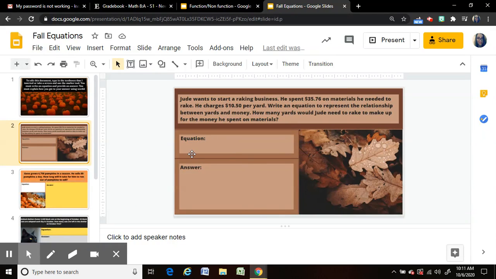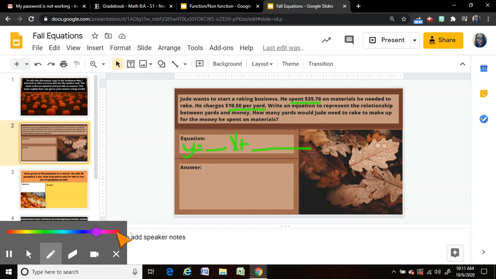All right, everyone, we are going to start with our blank equation format. And then we're going to highlight our important information. He spent this much money, and then he charges that much per yard. Change my color.